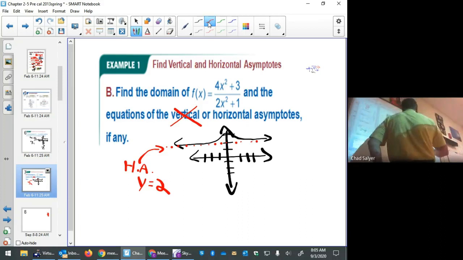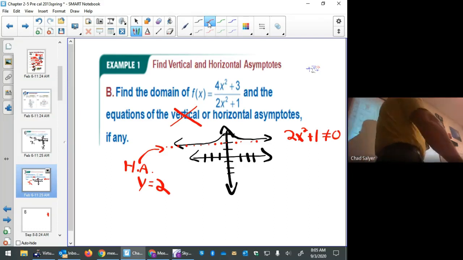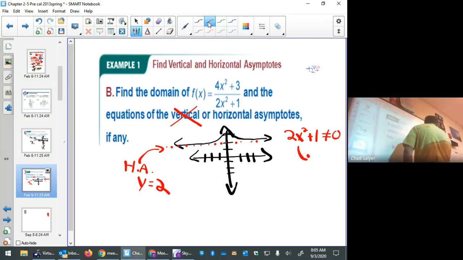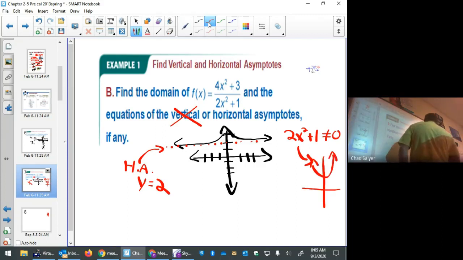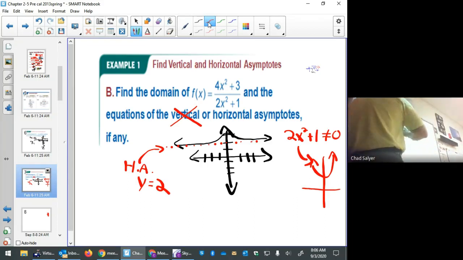So 2x squared plus 1 can never equal 0. Well, that's okay because the graph of 2x squared plus 1 is like that. When is that going to hit the x-axis? Never. And so there are no zeros to create a vertical asymptote. It's kind of an interesting consequence of that denominator.